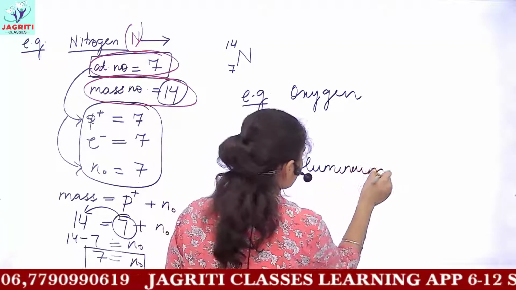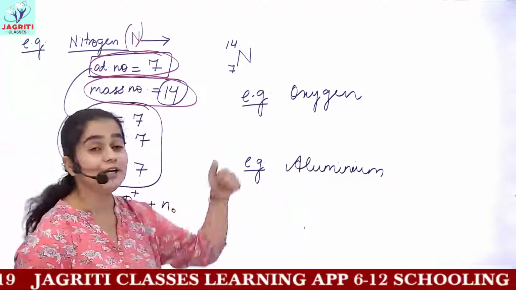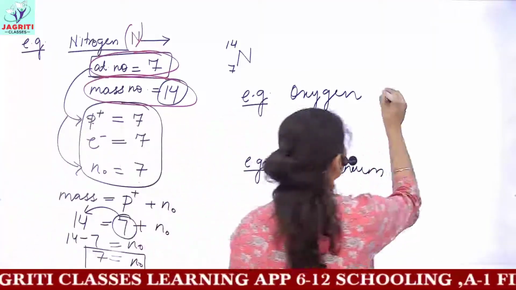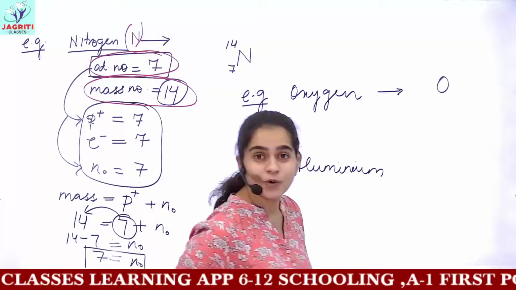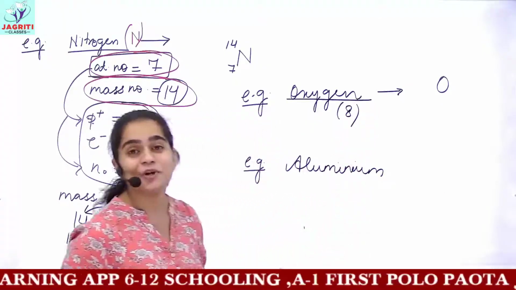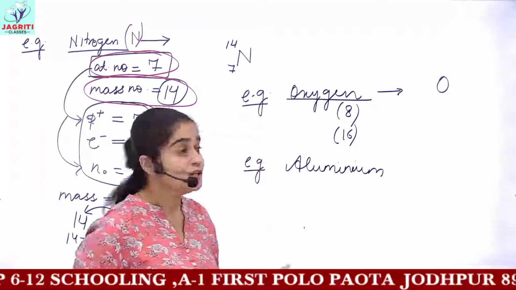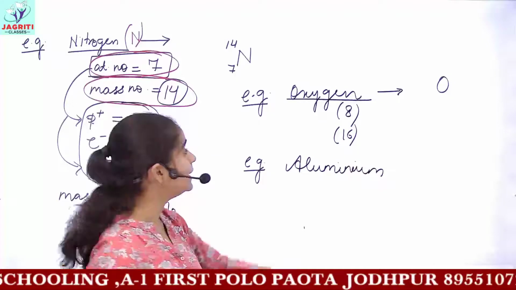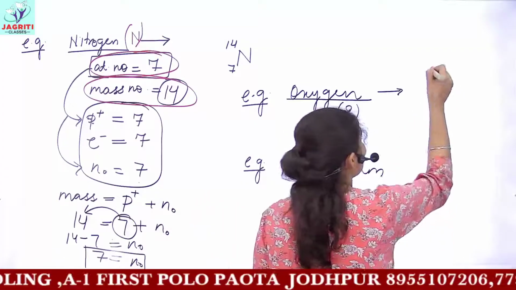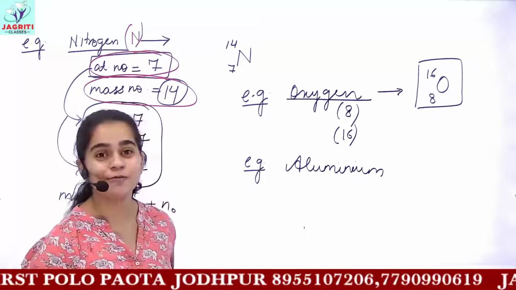So can you try out and represent these both elements symbolically? How can we do so? We know that the symbol of oxygen is capital O, and if you see the table, the atomic number of oxygen is 8 and its mass number is 16. So representing oxygen symbolically gives you 8 and 16. This would give you the symbolic representation of oxygen.